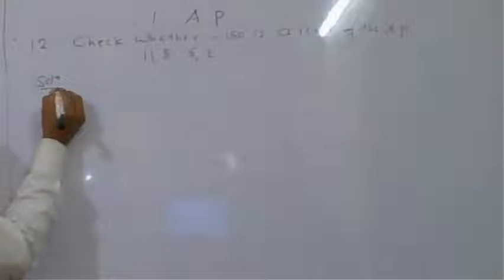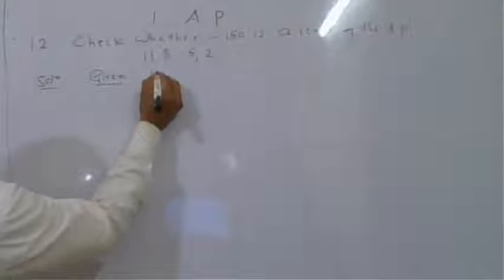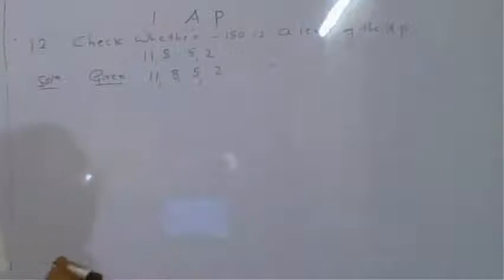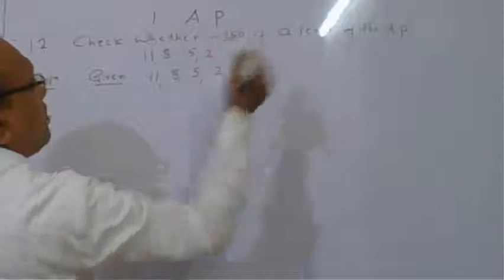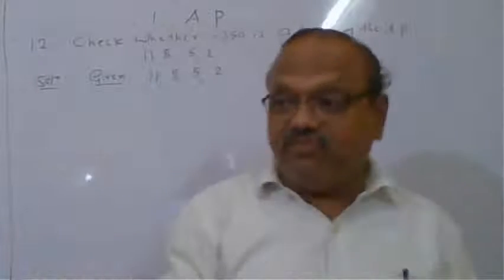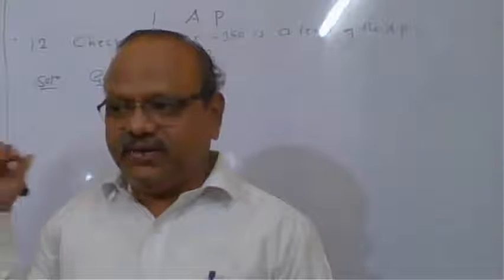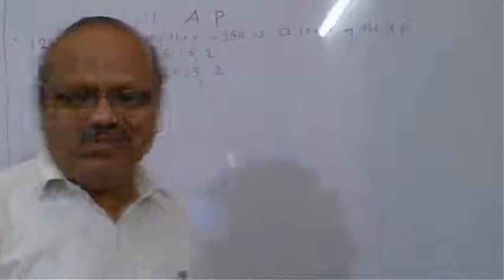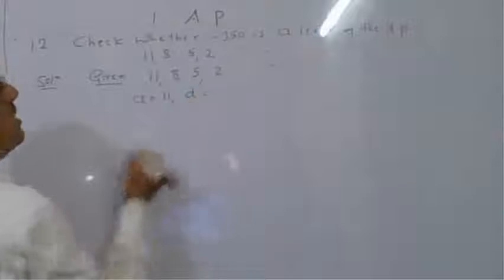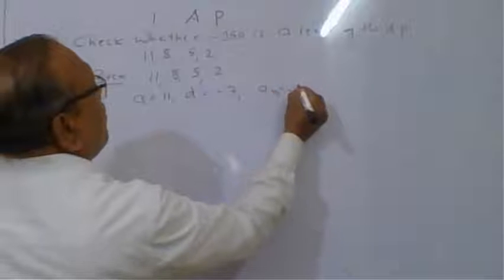First of all, you have to note down the given AP. Given AP is 11, 8, 5, 2. You have to check whether minus 150 is a term of the AP or not. Means again you have to find out n only. If n is a whole number, then it is a term. If n is not a whole number, then it is not a term. Very simple. What is a in this case? 11. What is common difference d? Minus 3. What is an? Minus 150.